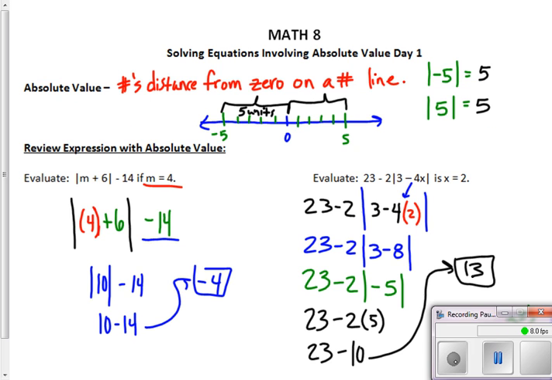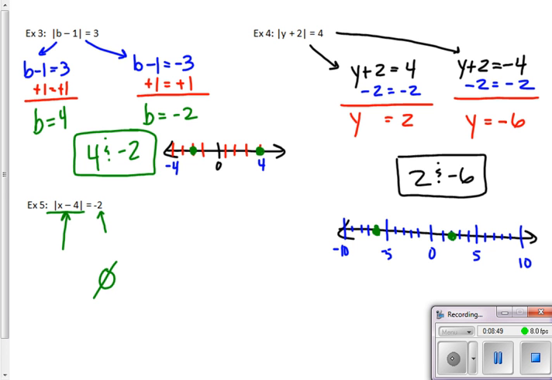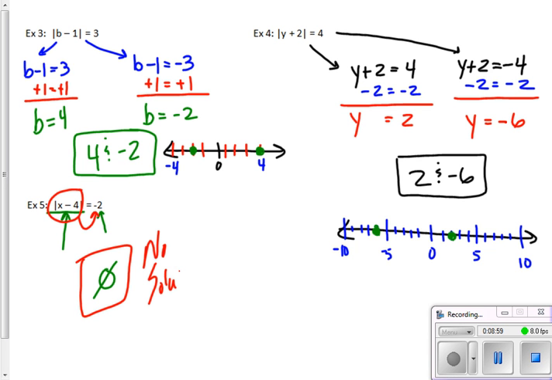Kind of bringing you back to that first example where we had the absolute value of negative 5. Well, that is going to give us 5. The absolute value of 5 is going to be 5. So we can't have the absolute value of something be a negative number. That's why it is no solution here. And this will conclude absolute value solving equations day 1.